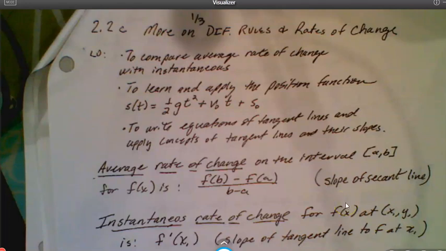All right, third lesson from section 2.2. This one we're going to be looking mostly at comparing average rate of change and instantaneous rate of change. We're also going to get a little look at some position functions, some physics type stuff.